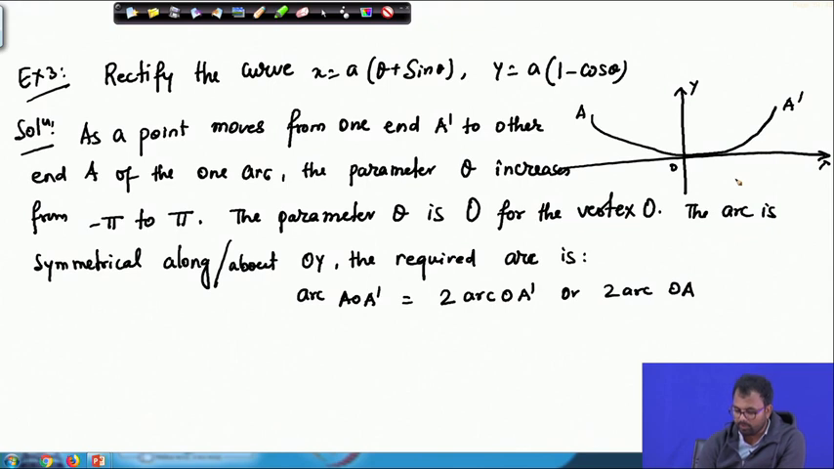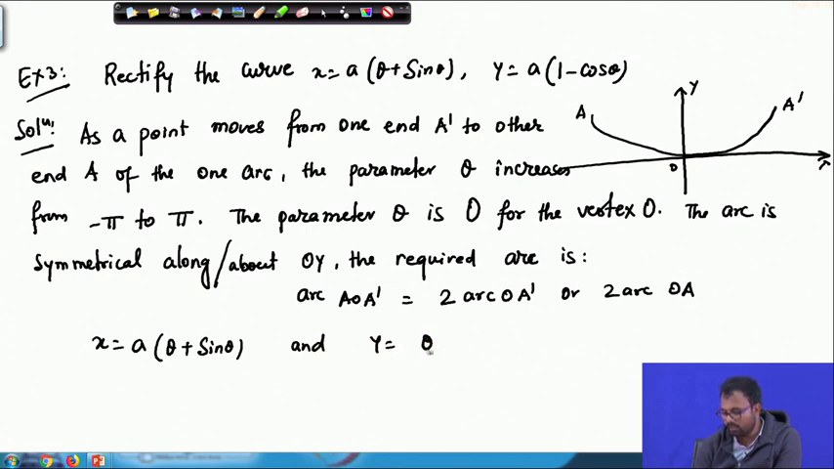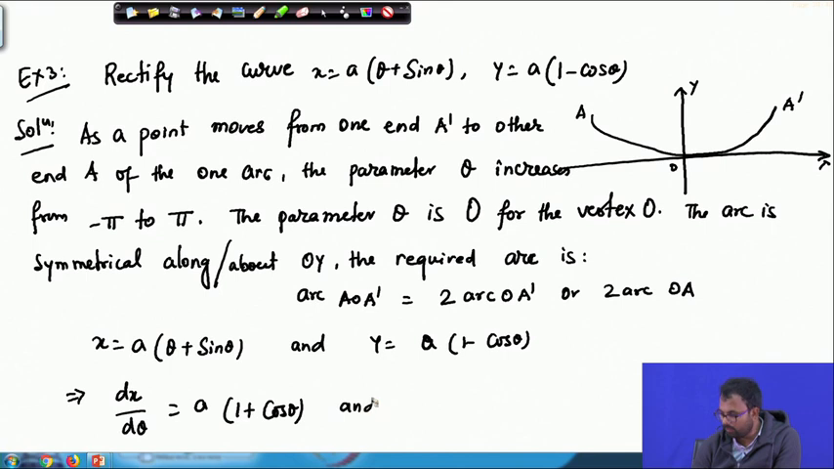All right. So now we have x equals a(theta plus sin theta). In that case, if we are calculating the arc length for any one of these sub arcs, we can have theta running from 0 to pi. So x equals a(theta plus sin theta) and y equals a(1 minus cos theta). From here we will have dx/dtheta equals a(1 plus cos theta), and dy/dtheta equals a sin theta, isn't it? So that is what we get doing the differentiation.